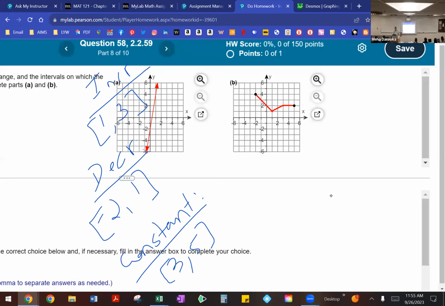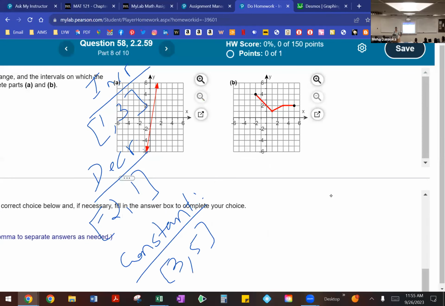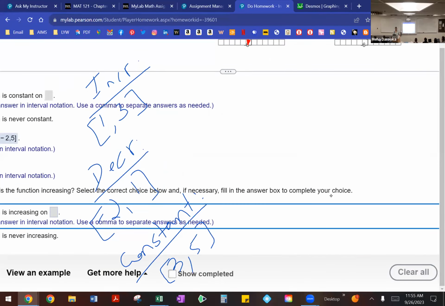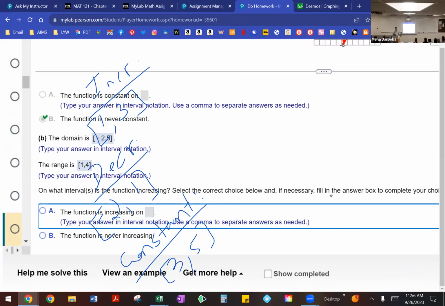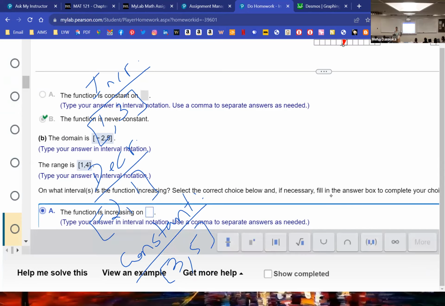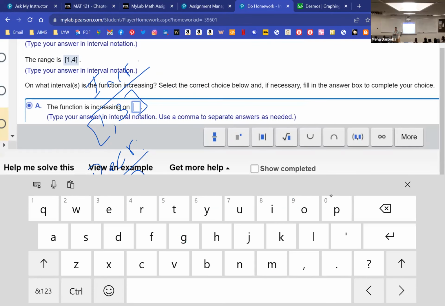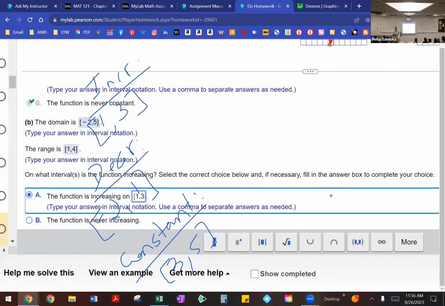Now, when I was learning these increasing, decreasing concepts, I was told we do not use brackets because we're just defining the interval, but your textbook does expect to see brackets or parentheses based on what you're looking at. So we're gonna do what your textbook writes. So the increasing interval is from 1 to 3. That's 1.